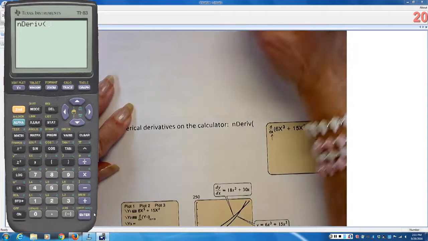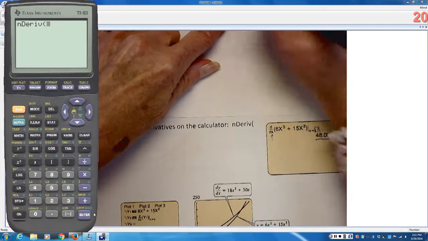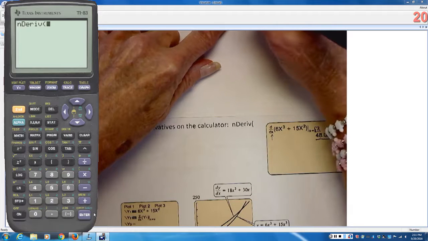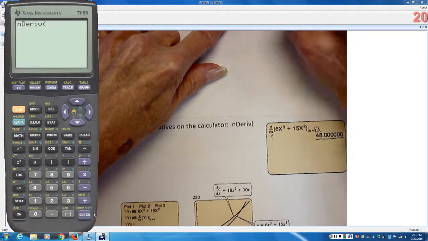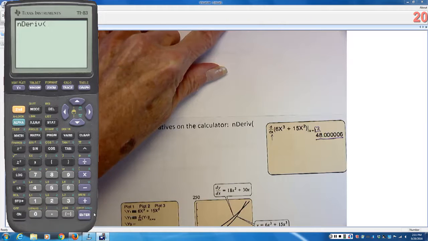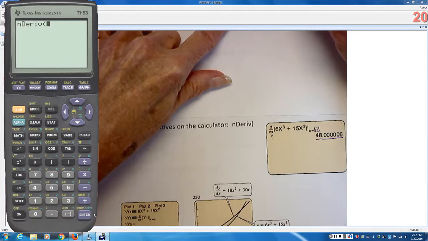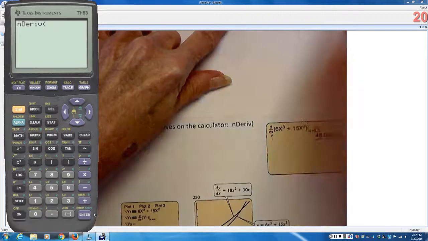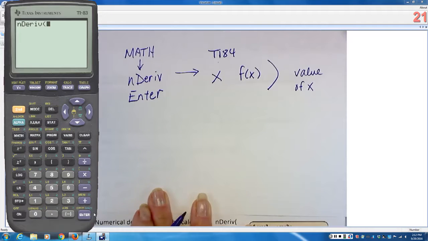So for the TI-84, the things you're going to enter are going to be X, f of X, close the parentheses, don't forget you have to do that because f of X is going to be in parentheses, and then put in the value of X. So there's your step for the 84.